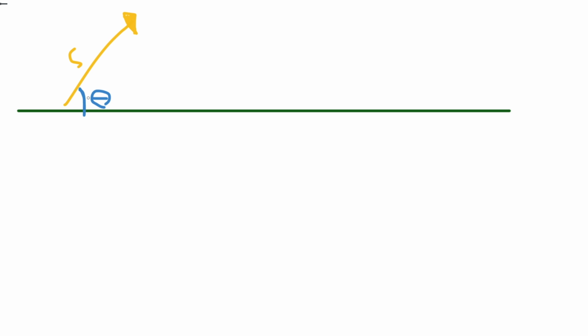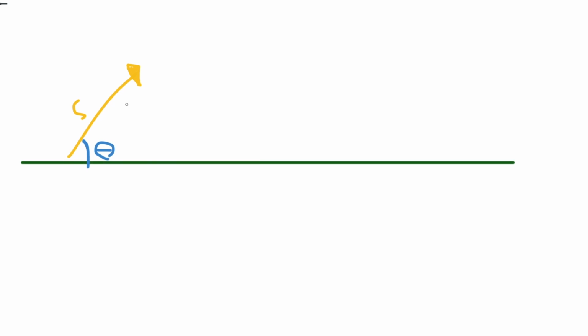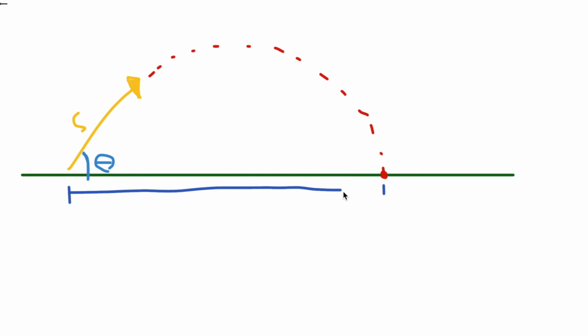Okay, so what I want to do is first draw the trajectory of this cannon. Well, it's going to be like this, or something like that. So it's going to hit maybe around here. Now what I want to do today is find this distance, from here to here. Let's call this distance d.